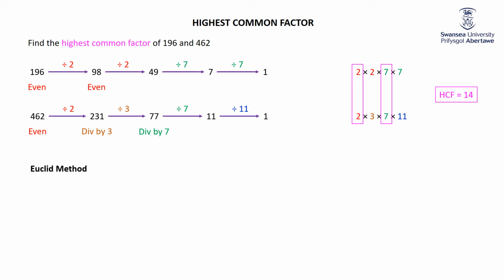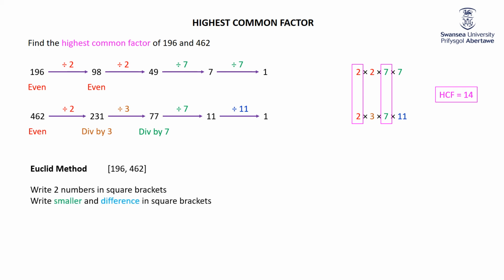Try this by the Euclid method and try not to fall asleep as I'm going through it. So I'll write the two numbers in square brackets, 196, 462. The next bracket will be the smaller and the difference. Well, the smaller is 196, and 462 minus 196 is 266. They're not the same. So let's write the smaller, 196, and the difference, which will be 70, in the next bracket. Now 70 becomes the smaller, and 196 minus 70 is 126.